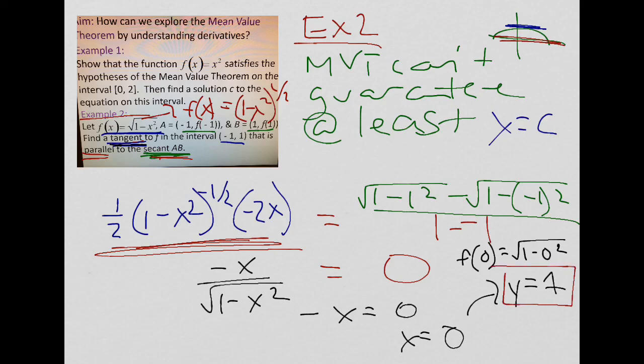And so in example 2, we found the tangent line to f on our open interval that is parallel to secant AB. All right, so those are two different types of questions, but both of them needing the concepts of the MVT. And I'm going to give you some problems to work on, so good luck.